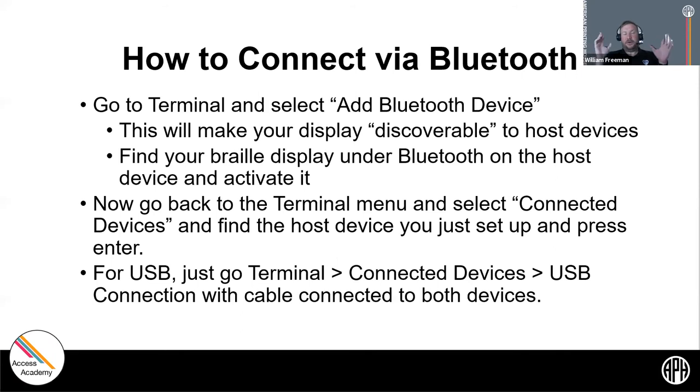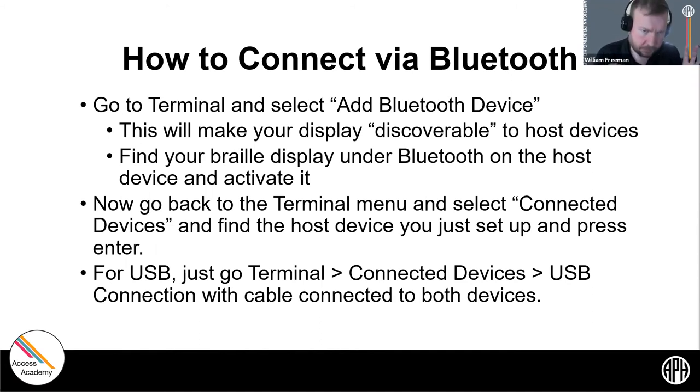So how to connect via Bluetooth. Connecting via Bluetooth can be annoying. Luckily, you only have to do it rarely. Remember, we went through that whole menu. You've got editor, and then you've got terminal. So you want to go to terminal, and then within terminal, you go to add Bluetooth device. When you go to add Bluetooth device, that's going to make your display discoverable to host devices. What we mean by discoverable is they'll be able to find it. Without being discoverable, it'll never be found. You'll never be able to go into the Bluetooth on your host device and find the Mantis and say, go connect to that. It won't be there until you make it discoverable by using this option to add a Bluetooth device.